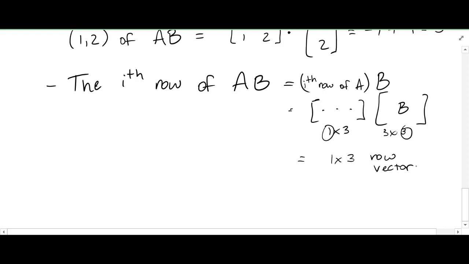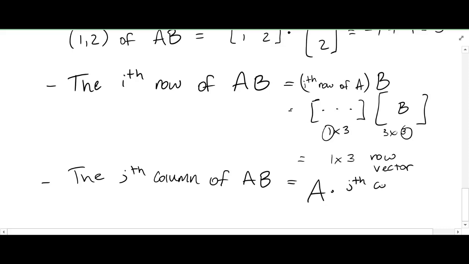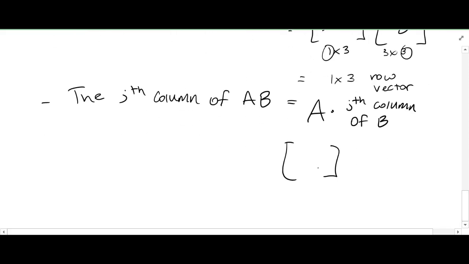And similarly, you could find the jth column. The jth column of A times B is A times the jth column of B. So you're doing the whole matrix A, which is like a 3 by 3, times the column vector, which is a 3 by 1, and you're getting a 3 by 1 vector.